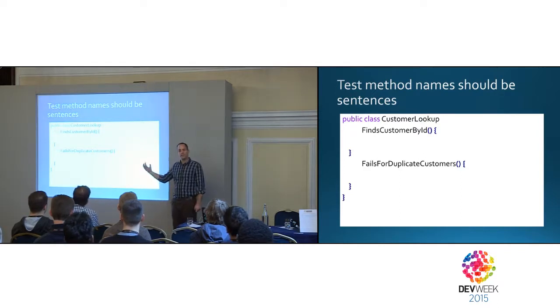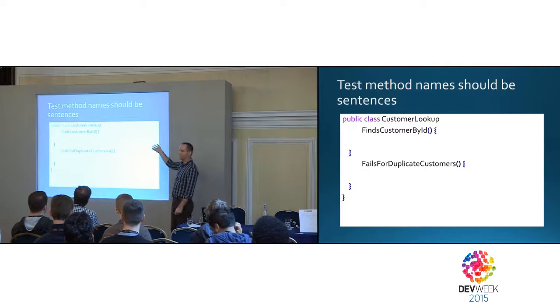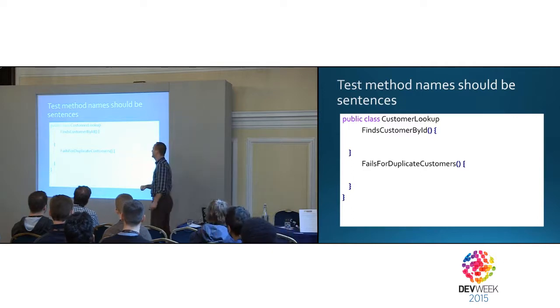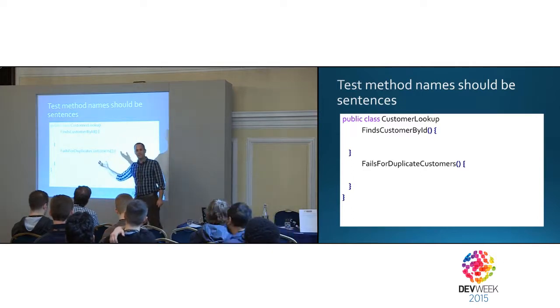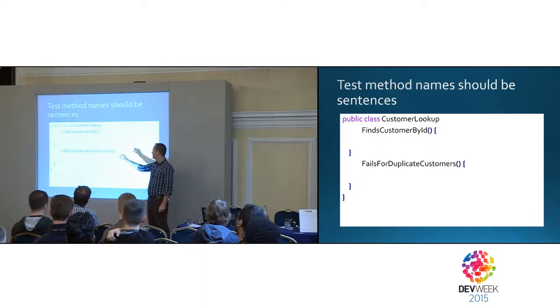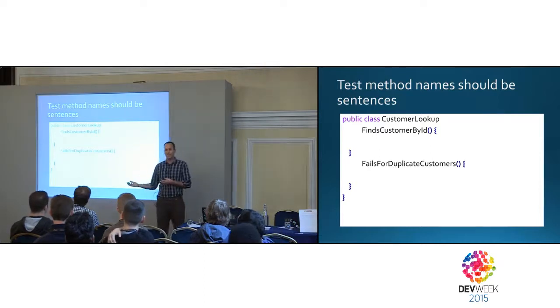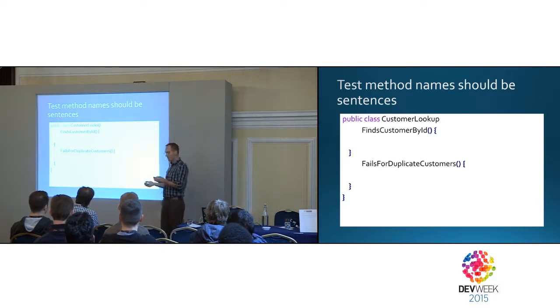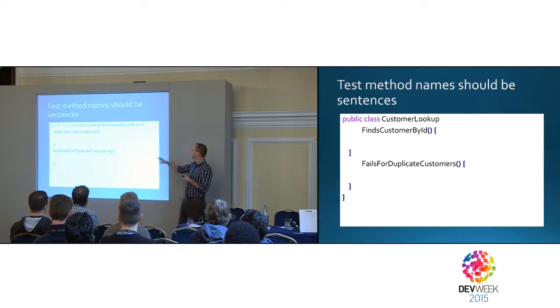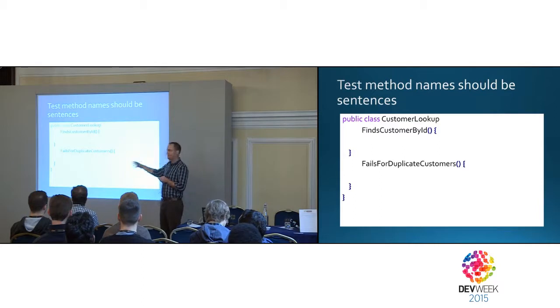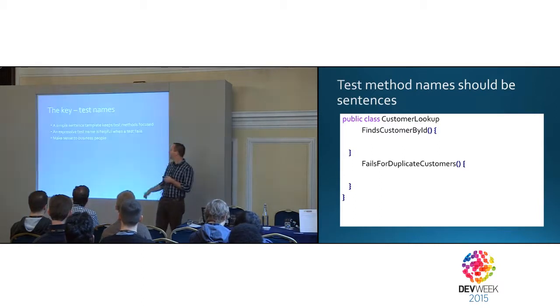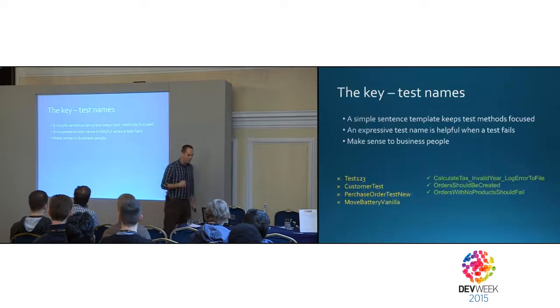Now I can actually understand what happens here. Customer lookup, that's what I'm testing. Find the customer by ID. And fails for duplicate customers. How easy is that, right? Just by removing the word test, which masks the intent. With those names, I cannot go wrong. The names are very important.